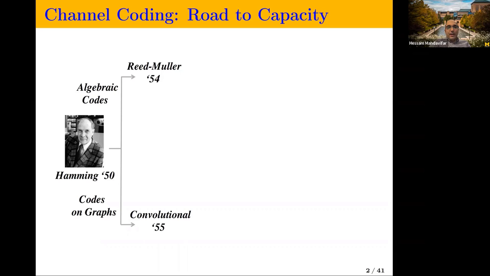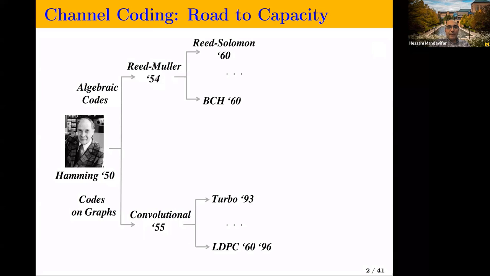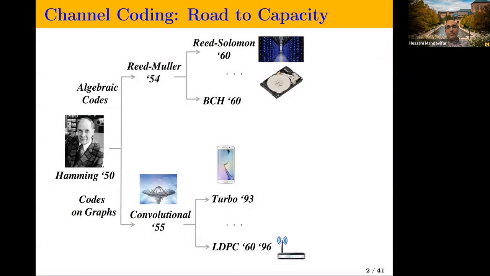On the algebraic part, we can say that Muller codes were the first codes invented, and on the other side, convolutional codes. From there, we have Reed-Solomon codes and BCH codes. These are all state-of-the-art algebraic codes. On the other side, we have turbo codes and LDPC codes, and all of them have applications. Reed-Solomon codes are used in distributed storage systems. BCH codes are used in hard disk drives. Turbo codes are used in cellular systems, basically 3G and before. LDPC codes are used in Wi-Fi, and convolutional codes in satellite communication.